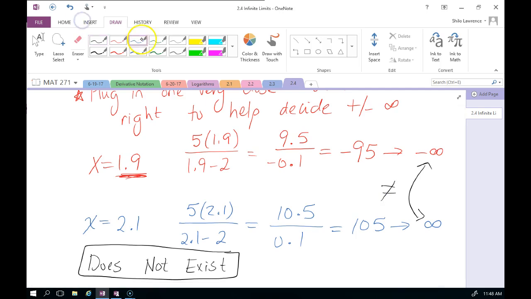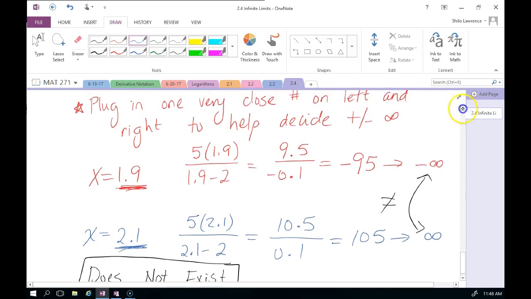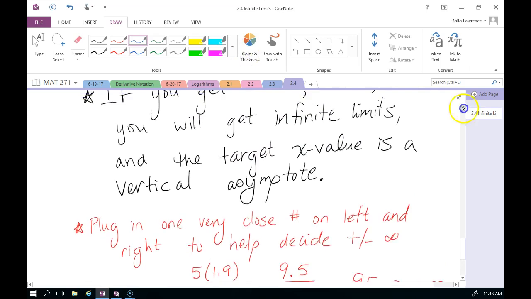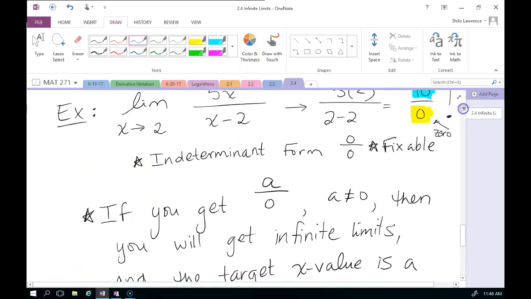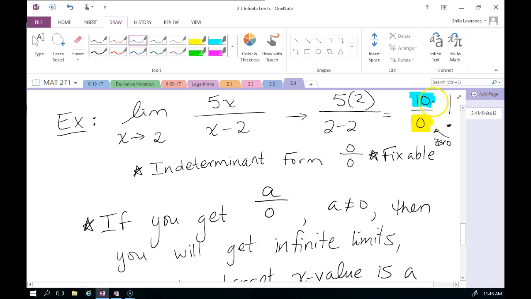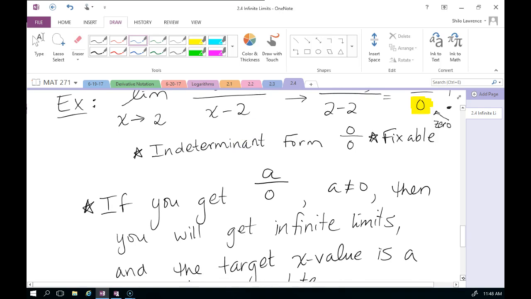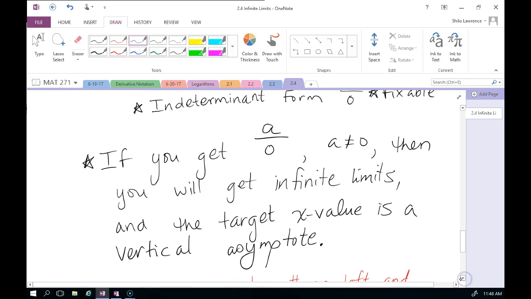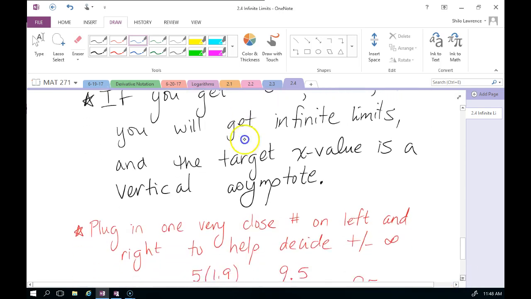So analytically, we can still try our direct substitution. And the trick to identify that we're going to have these infinite limits is the a over 0. The 0 over 0 is our indeterminate form. That tells us we need to do the algebra work to fix it. But if you get a over 0, that tells us it's going to be either positive infinity, negative infinity, or if they don't match, does not exist. So we need to analyze it a little bit further on the left and the right to decide which one.